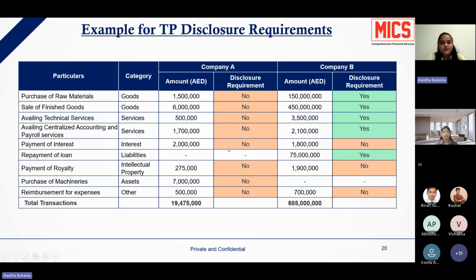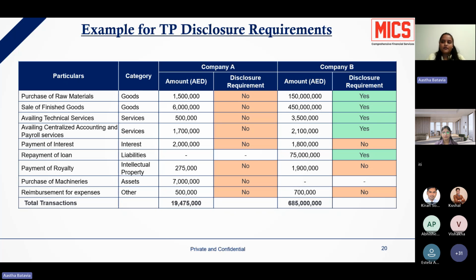Even if some individual transactions, like the goods category transaction, are exceeding the limit of 4 million, that is a secondary threshold. Even in the case of machinery purchase, it is again exceeding the 4 million secondary threshold limit. But why? Because, as we already know the answer to this question, the primary threshold of 40 million was not crossed. This means company A is not required to disclose any of these transactions in their TP disclosure form.